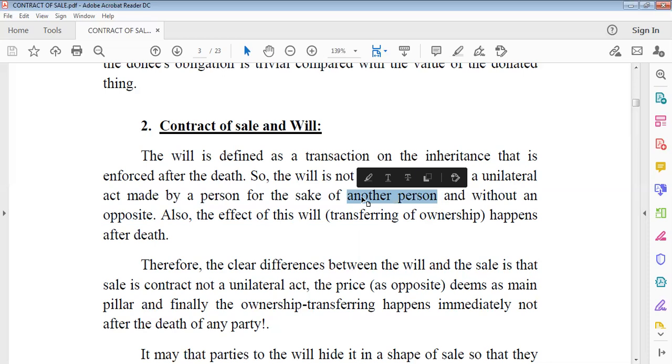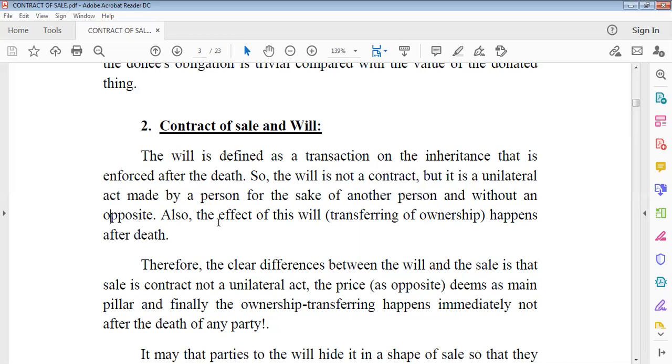The will of this person, I mean the person who would be the beneficiary of the will, doesn't play any vital role. I don't care about your acceptance or your refusal. So the law gives care only to the person who made the will, for the sake of the other person, and without an opposite. So it's like the gift, in that it doesn't have an opposite. The will and the gift don't have an opposite.